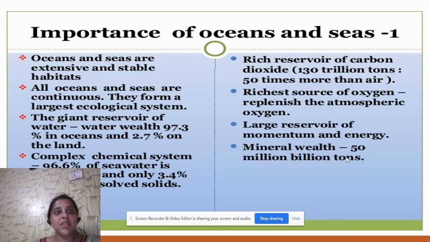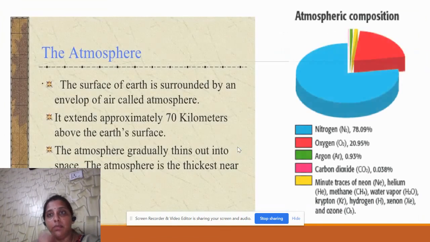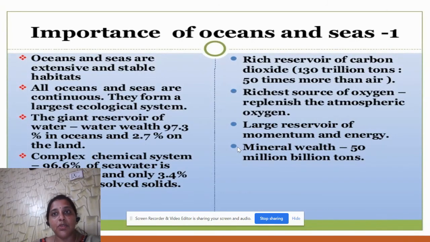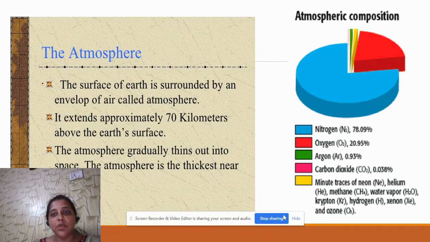See, oceans and seas are extensive and stable habitats, and oceans and seas are continuous. They form the largest ecological system. That means they give life to so many marine creatures, and are the richest source of oxygen, and a rich reservoir of carbon dioxide, 50 times more than the air. Okay, mineral wealth, 50 million billion tons of mineral wealth we get from oceans. So this is the importance of oceans, children. Next we go to atmosphere.